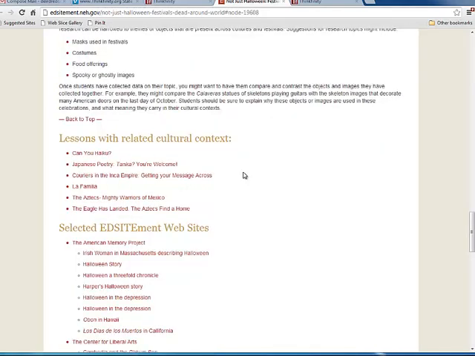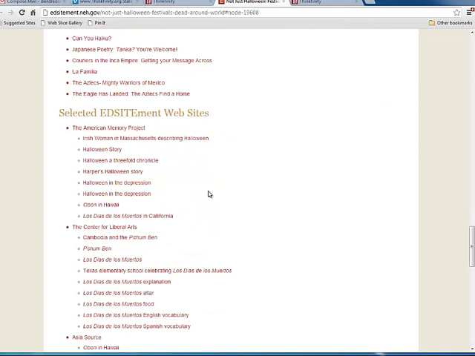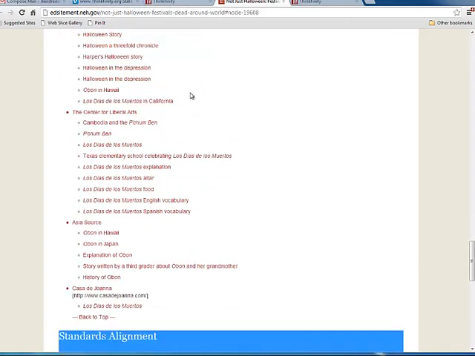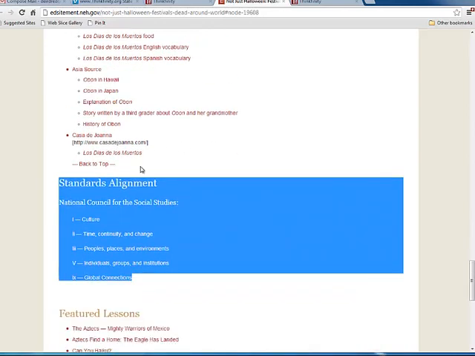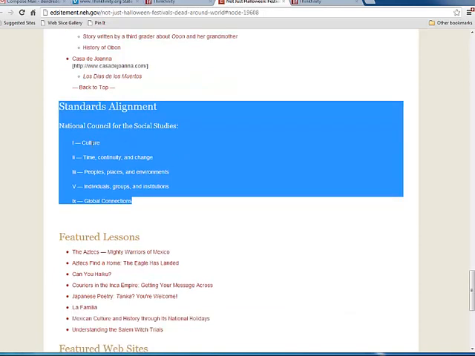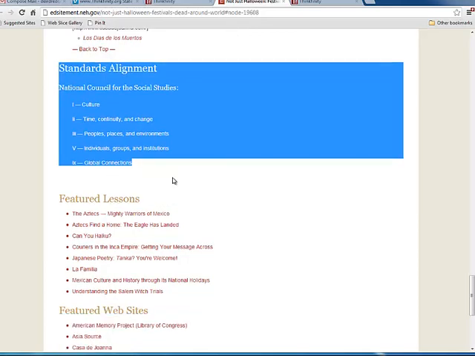This lesson also comes with related cultural context for other activities. Websites are included, and, of course, your standards alignment. This lesson is aligned to social studies also for culture, people and places, individual groups, institutions, and global connections.